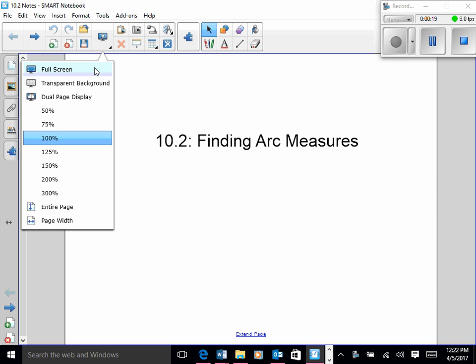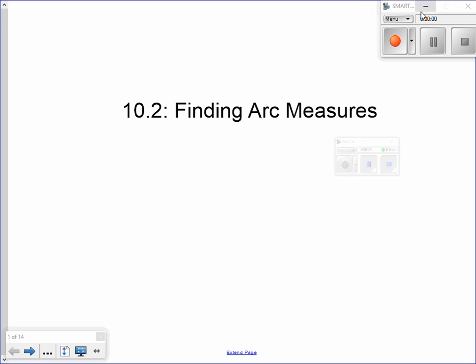Okay. 10.2. Finding arc measures. Let's talk about that real quick. I'm going to minimize that. Arc measures.